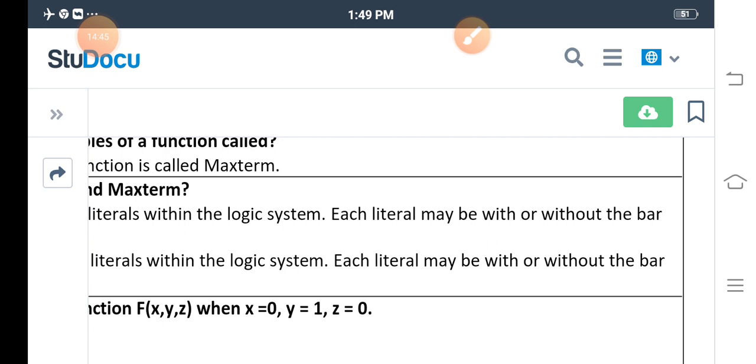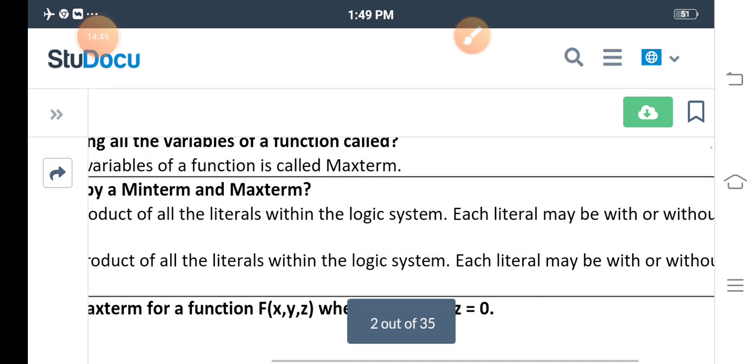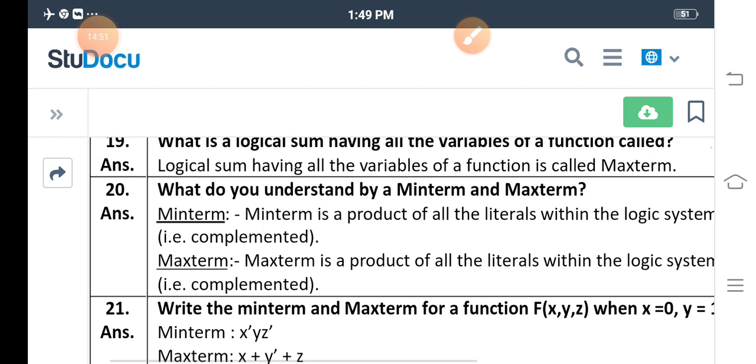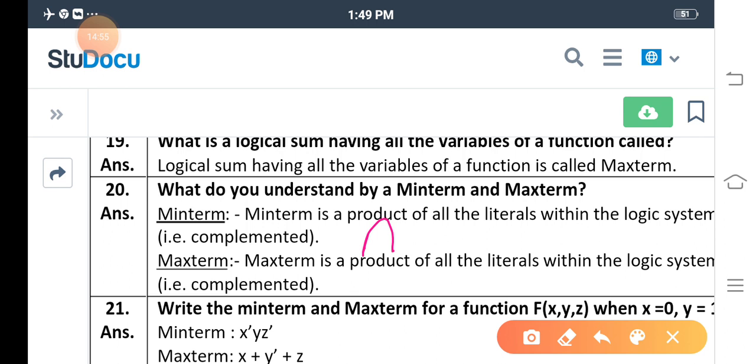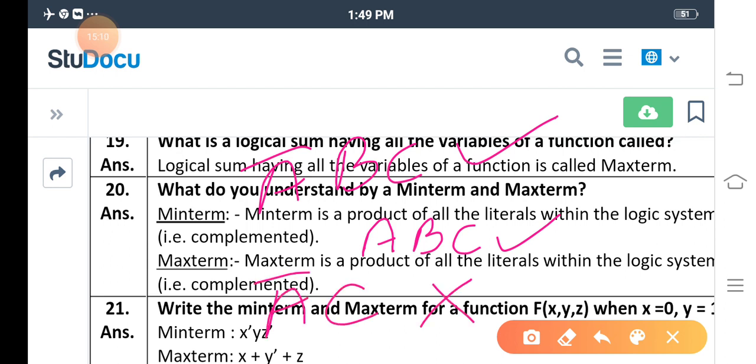Given here, each literal may be with or without the bar. Correct? For example, if I write f is a function defined on 3 variables a, b, c. So if I say a, b, c, then is that a minterm? Yes. If I ask you a bar, b, c is a minterm? Yes. If I ask you a bar, c, is that a minterm? No. It is only a product term but not a minterm because b is missing here.